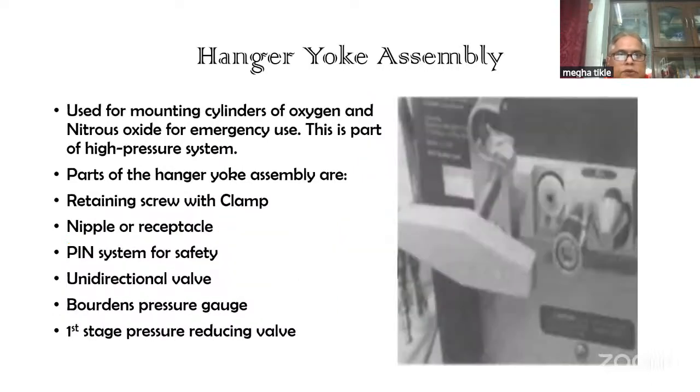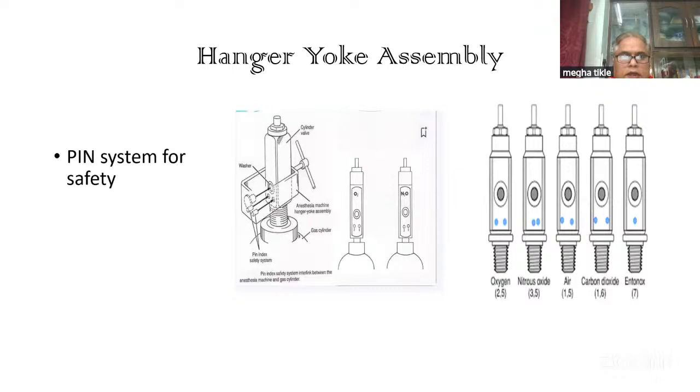As I said, the hanger yoke assembly basically has 4 or 5 parts. It has a retaining screw or a clamp, a nipple or a receptacle, and a pin system for safety, which has 2 pins arranged differently for all the gases. Basically, it's 2 and 5 for oxygen, 3 and 5 for nitrous oxide, which are basically cylinders that are mounted. It has a unidirectional check valve, a Bourdon pressure gauge, and a first stage pressure reducing valve. So this is how generally a pin index safety is done.